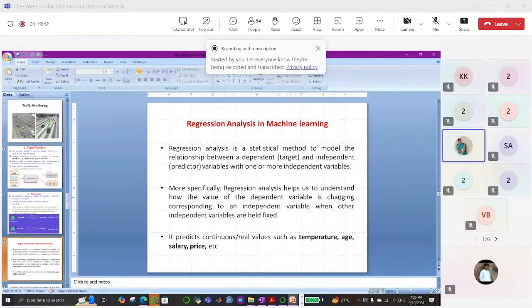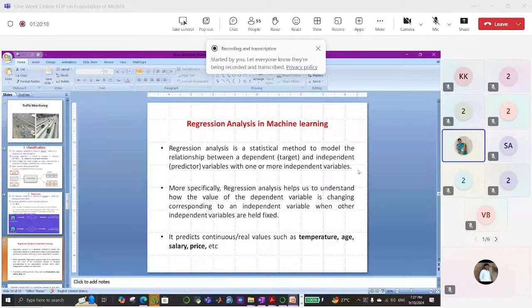Regression analysis helps us to understand how the value of the dependent variable is changing. It means the output value, the dependent value or the target variable, is a real value, numerical value or continuous value corresponding to the independent variable. So it predicts continuous or real values such as temperature, age, salary. Temperature, so what is the room temperature? And the age.